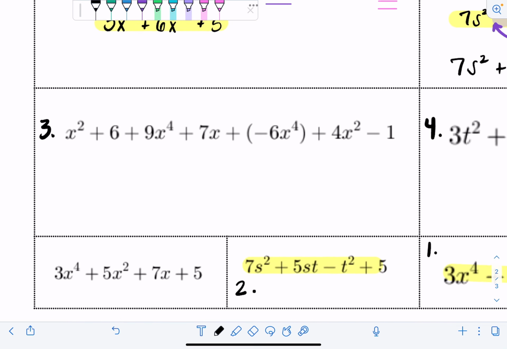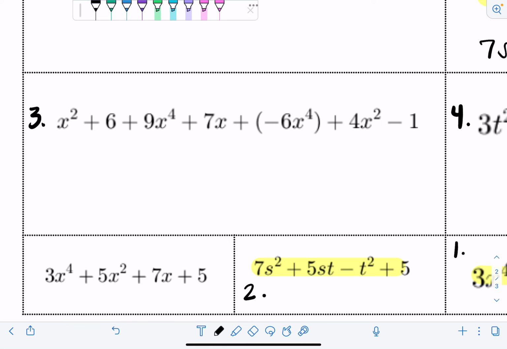Okay, for number 3, x squared plus 6 plus 9x to the fourth plus 7x plus negative 6x to the fourth plus 4x squared minus 1. So let's see, like terms, I have this x squared right here, it's a 1x squared. I have this 4x squared. I have 9x to the fourth, negative 6x to the fourth. I have a 6 constant and a negative 1 constant, so those go together. And then I can't forget about my 7x, that's just by itself.